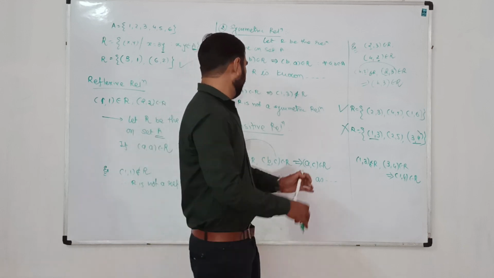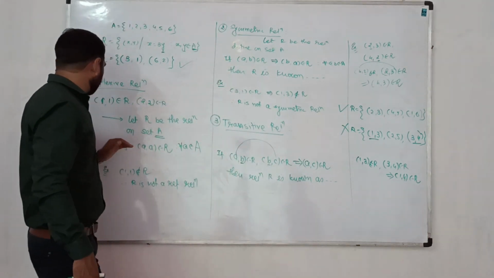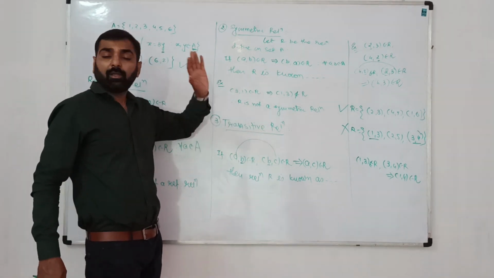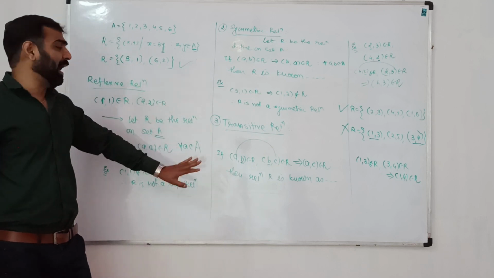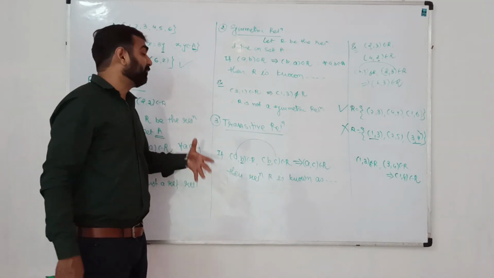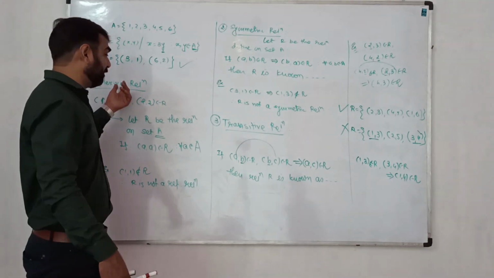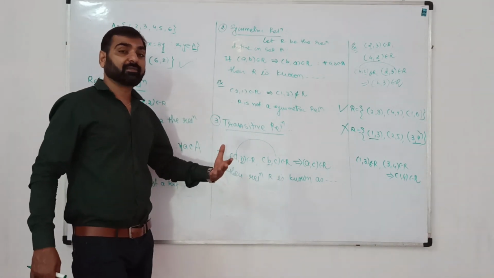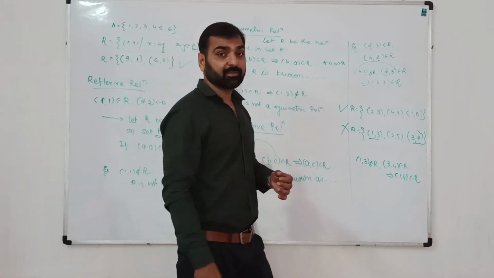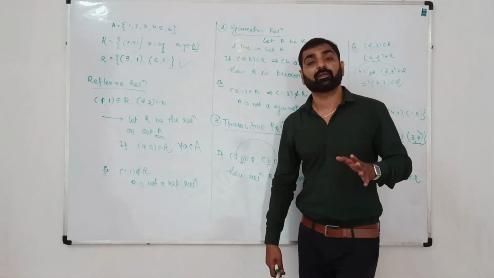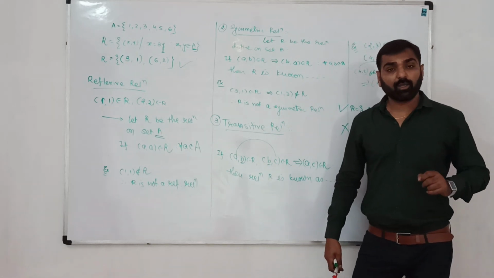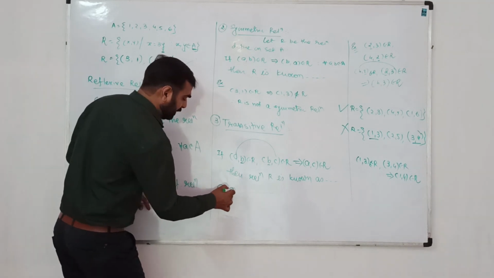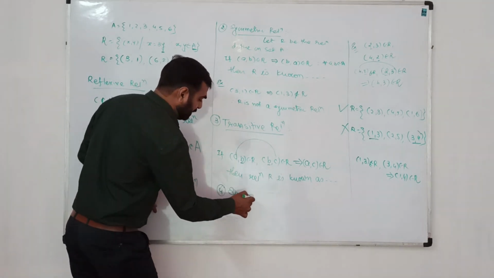Okay, got it? So now this one is reflexive, symmetric and transitive relation. If any relation R follows these three rules, that means the relation R is reflexive, symmetric and transitive, then that type of relation is known as the equivalence relation. So the fourth one is what? Equivalence relation.